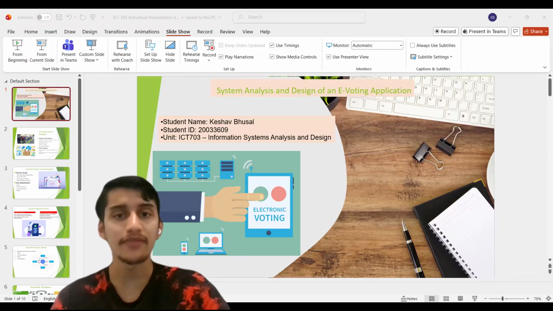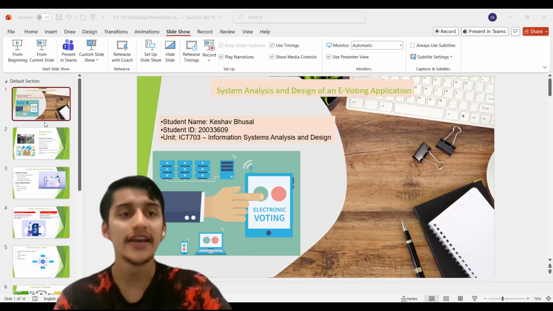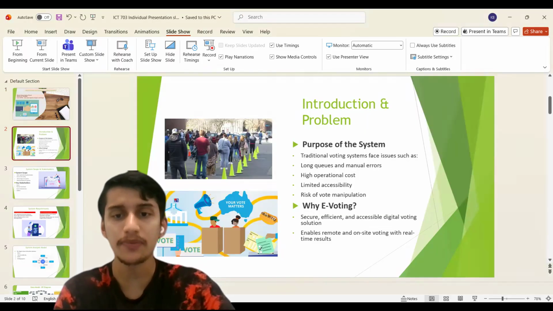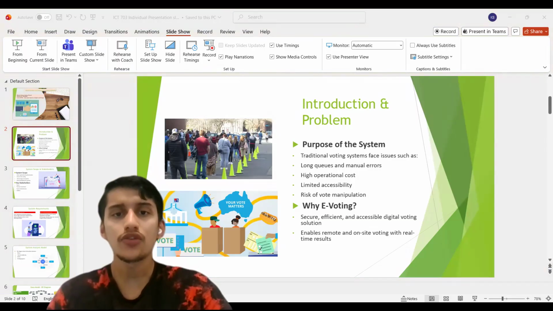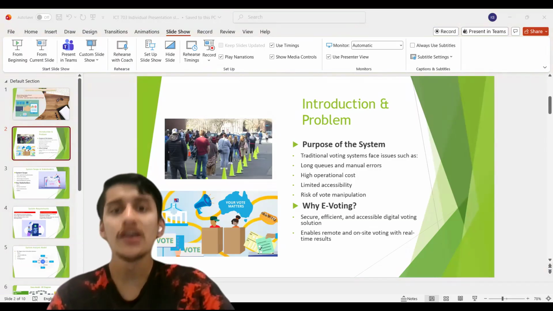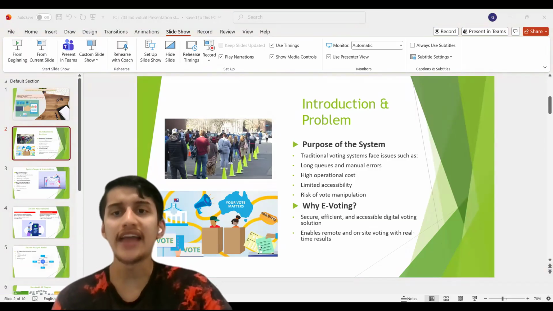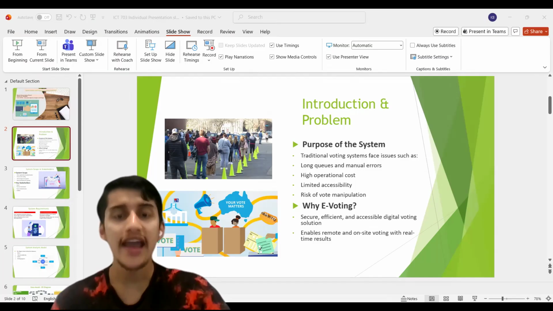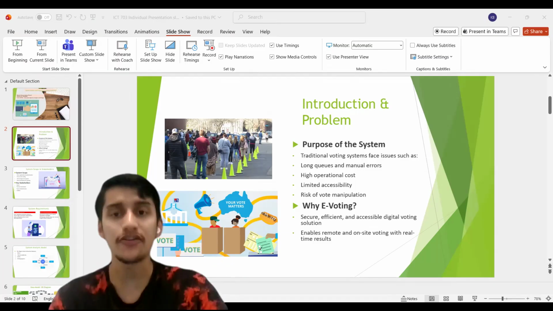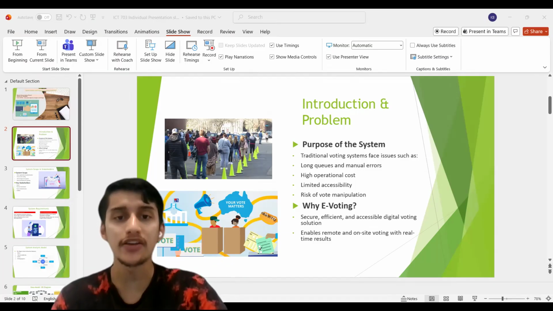To begin, I will start by explaining why an e-voting system is required in the first place. I chose the e-voting system because voting is something that affects all of us as citizens. Traditional voting systems face several challenges such as long queues, manual counting errors, high operational cost, and limited accessibility, especially for elderly voters and people living in remote areas.